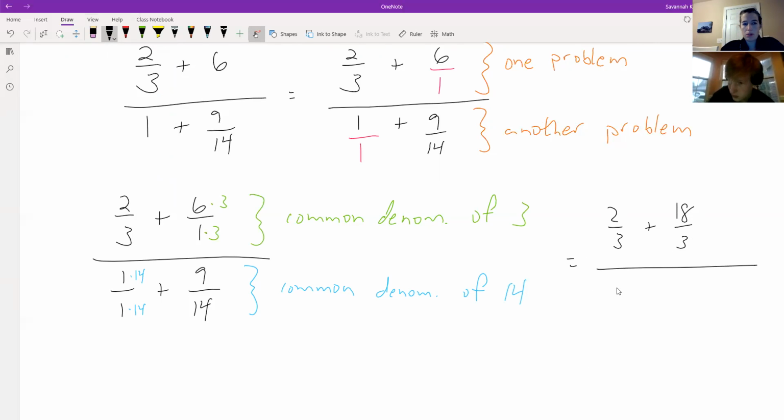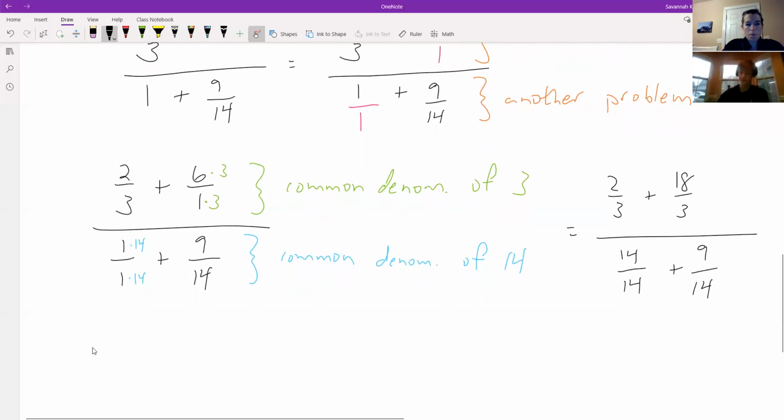And on the bottom, 14/14 plus 9/14. And of course, I'm kind of working these two problems simultaneously because neither one is all that complicated. But if they were complicated, you could completely focus on, say, the top problem and get it squared away and then worry about the bottom problem. So you've got plenty of options.